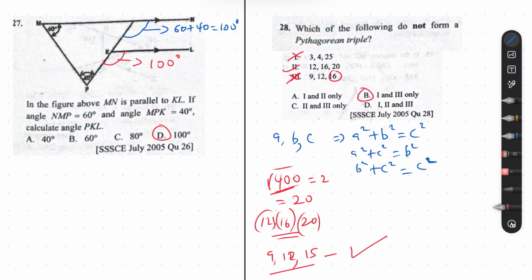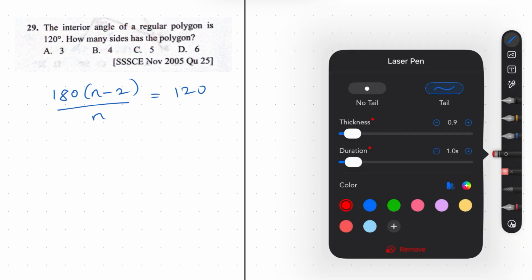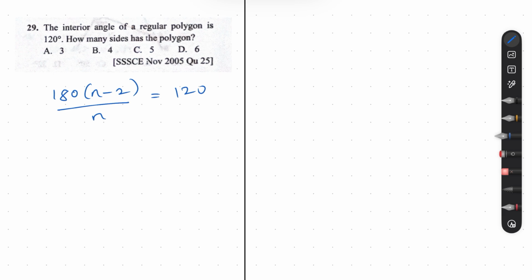Cool. All right, let's move on to question number 29. The question says, the interior angle of a regular polygon is 120. How many sides has the polygon? We know the formula, right? The interior angle is 180(n minus 2) all over n, equal to 120. So now we just need to find n.